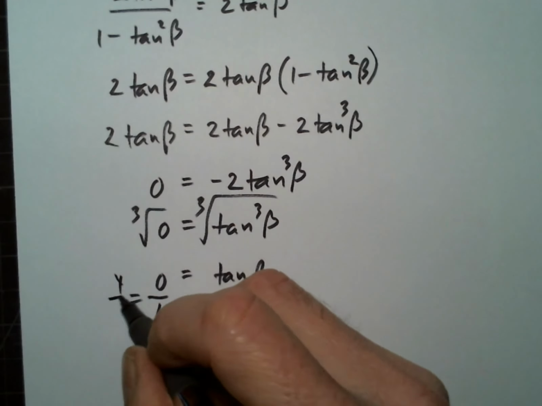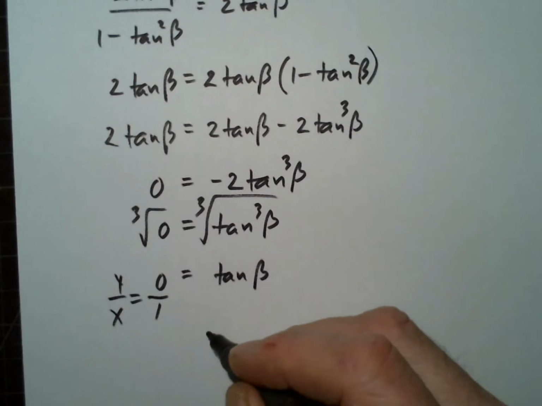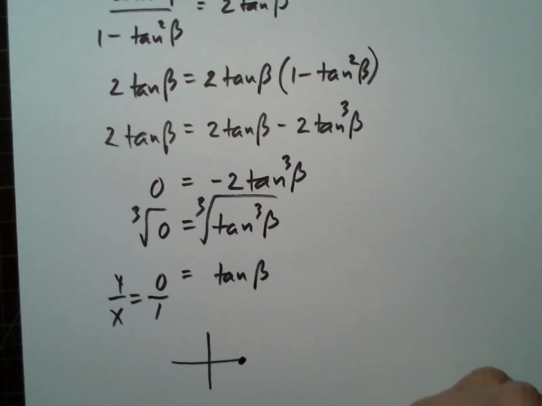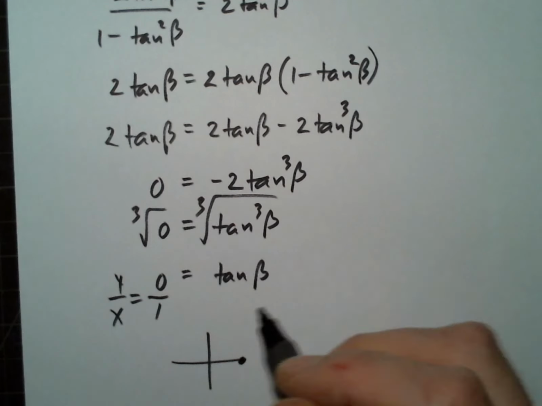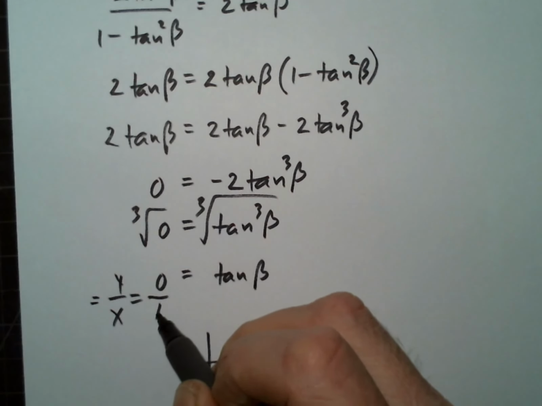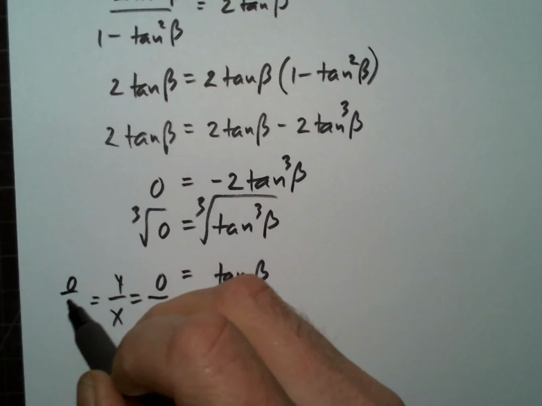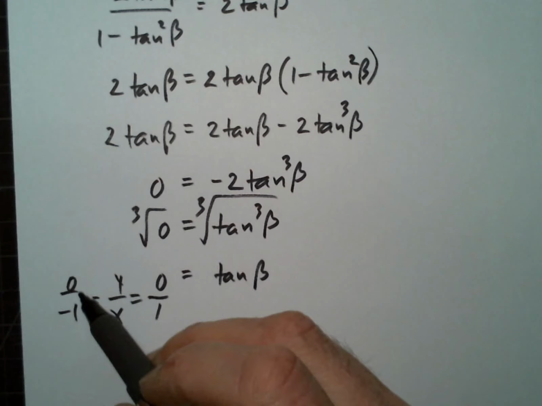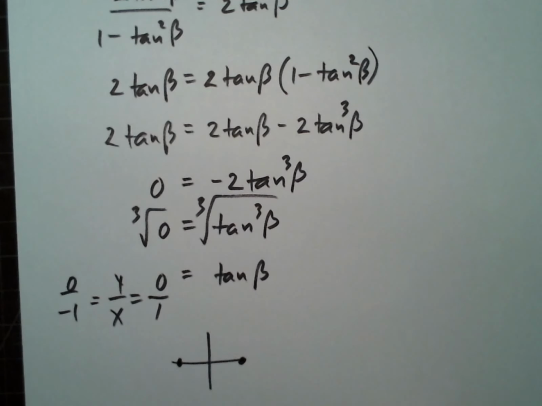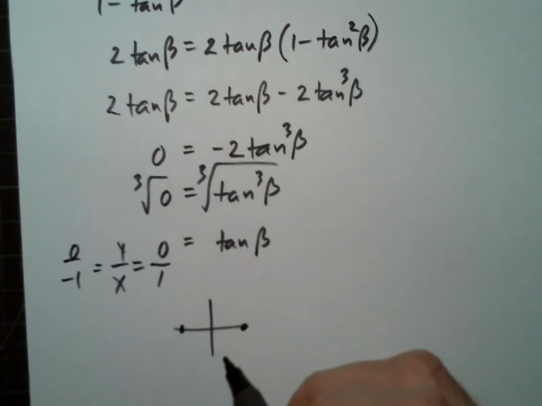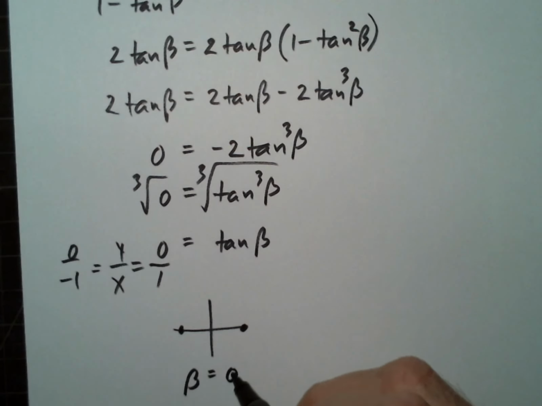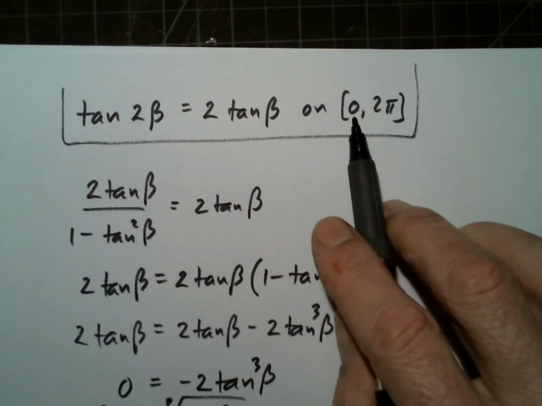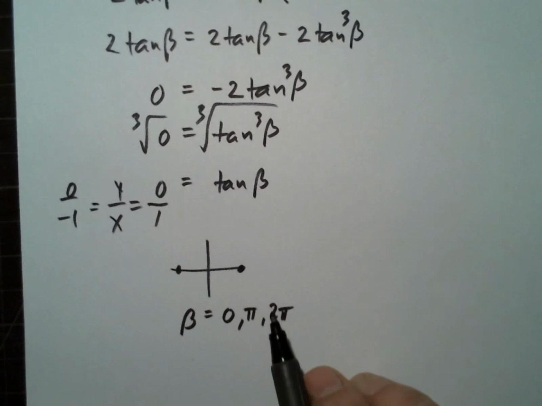We want to know when y is 0 and x is 1. Y is 0 and x is 1. And also, since x can be positive or negative, we could also have a negative there. And this is still equal to 0, and we get that value also when x is negative 1. So now we have 0, pi, and go ahead and say 2 pi also, because it's asking for solutions including 0 and 2 pi. So then we can include 2 pi.